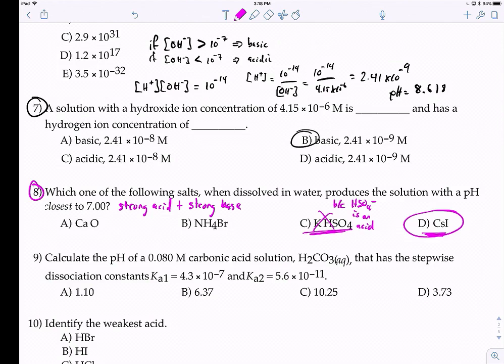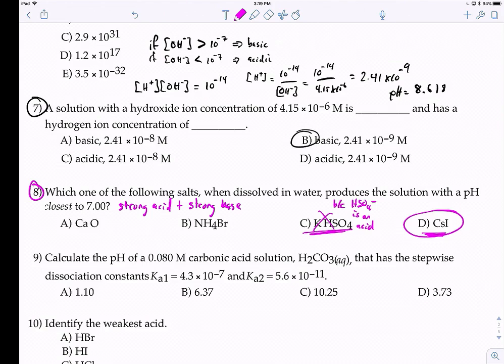Or hydroiodic acid. So, does this make sense? Questions with this one? I wouldn't know that. Okay. Well, now you know. Why are you looking for a strong acid and strong base specifically? If you have a strong acid and a strong base, as long as the strong acid is not sulfuric acid, it will always produce a neutral salt.